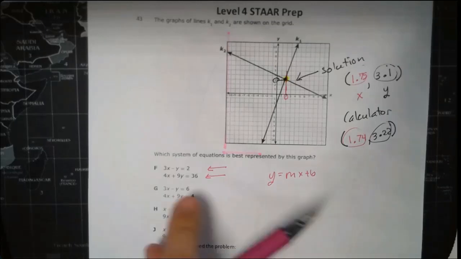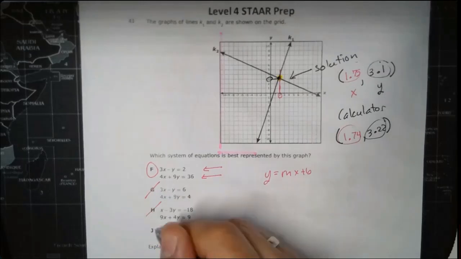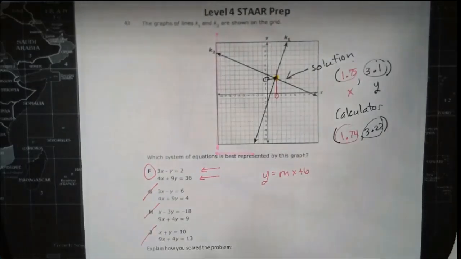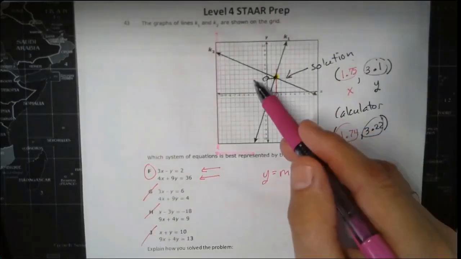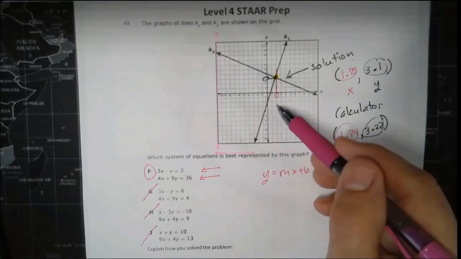And so I know for a fact that f has to be the correct answer, because these all had negative values in them, which would either make my graph point be over on the left side, or on that last one we did, the y value was negative, so it would have been down here at the bottom.